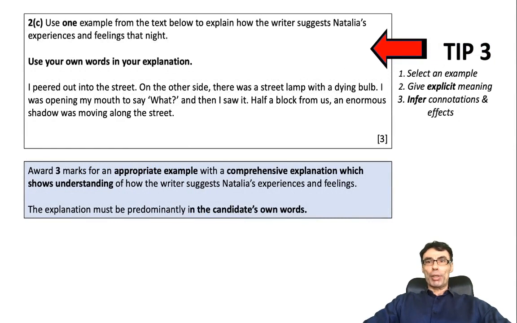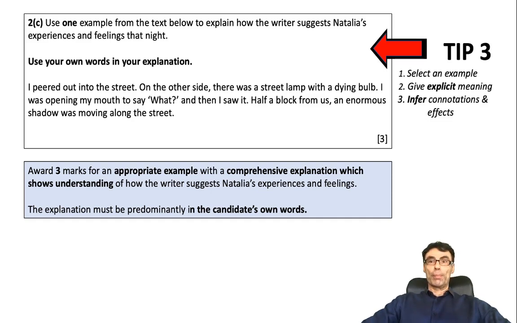2C is a little bit trickier, but you can still bag the 3 points if you're clear about what you must do. The question asks you to use one example from the text to explain how the writer suggests Natalia's experiences and feelings that night. Your explanation must use your own words.